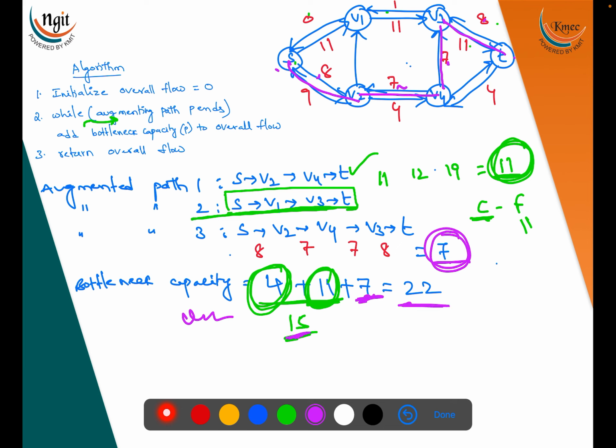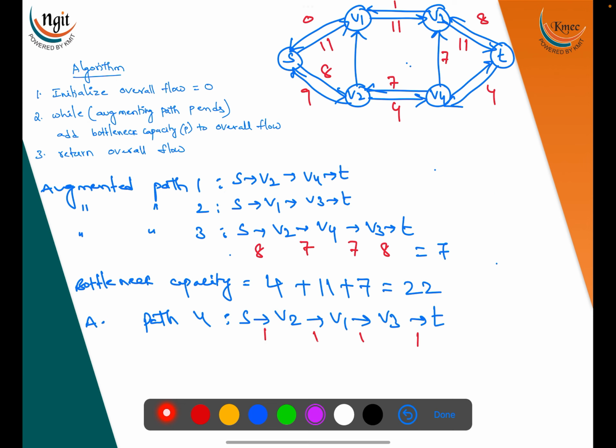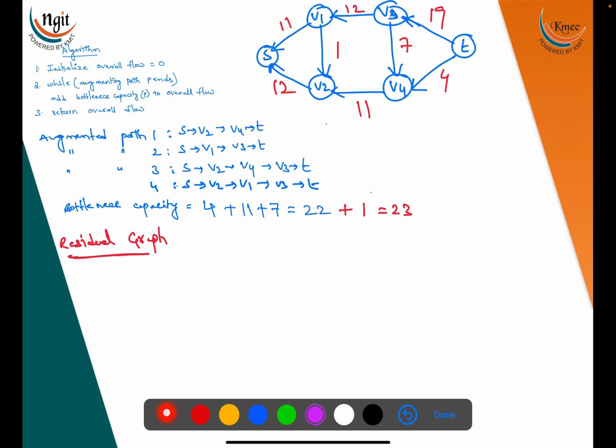Now again draw the residual graph corresponding to this 7. Now your residual graph is this. So after you draw the residual graph, again find out for any augmenting path. Now this time the augmenting path is what? S2 to V2, V2 to V1, V1 to V3, V3 to T. Now the values are what? 1, 1, 1. The minimum value is 1. That means already you have 22, plus 1 is added. Total 23 overall flow. Now find out the residual graph.